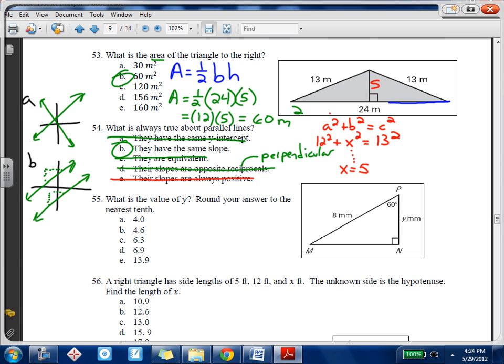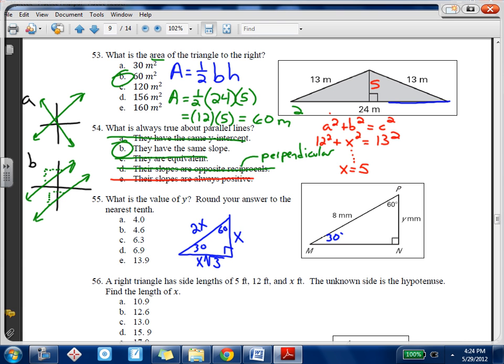Number 55, what is the value of y? Notice that right away, this is a 30, 60, 90 triangle. This is one of our special right triangles. You will have this on the test, 30, 60, 90. Remember that the short side is x, the hypotenuse is 2x, and the long side is x root 3. So right away we can figure this out.